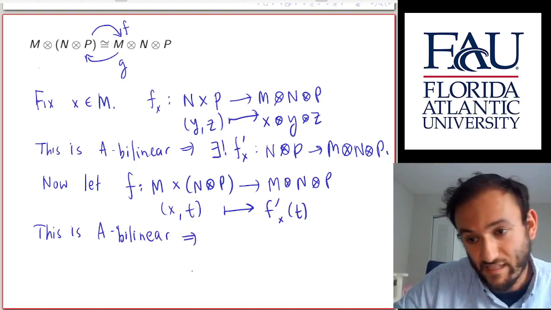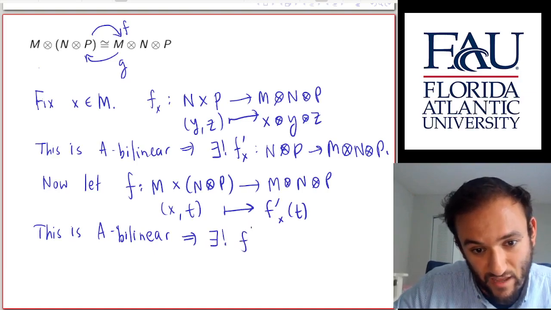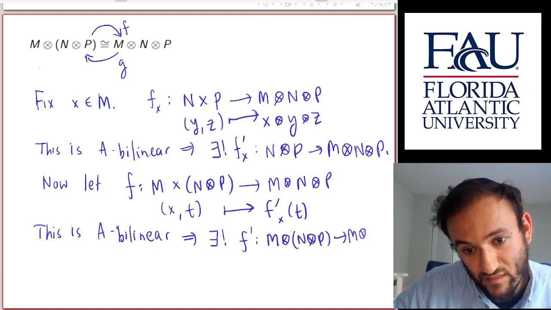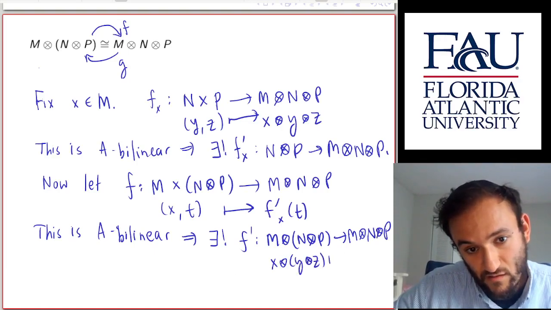And so that implies, by the same universal property, that there is a unique f prime mapping M tensor N tensor P to M tensor N tensor P, which agrees with the maps we've described so far, i.e. it sends x tensor y tensor z to x tensor y tensor z.